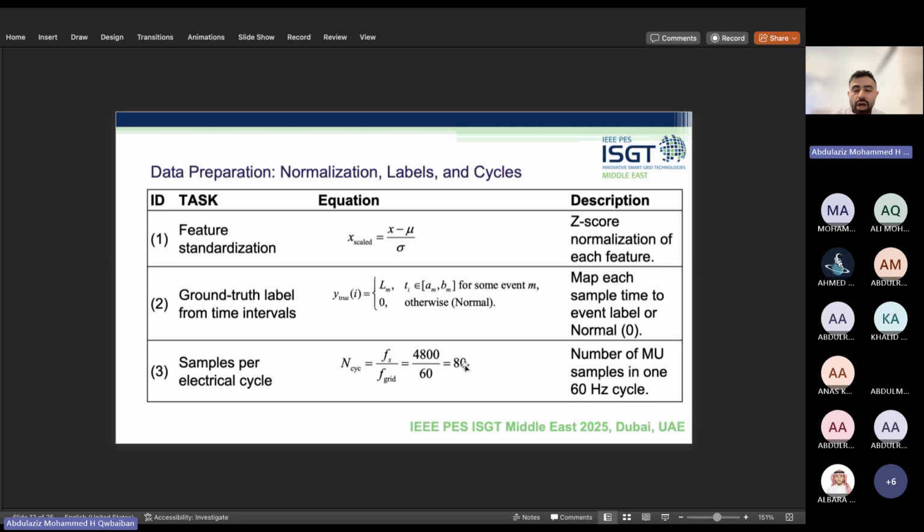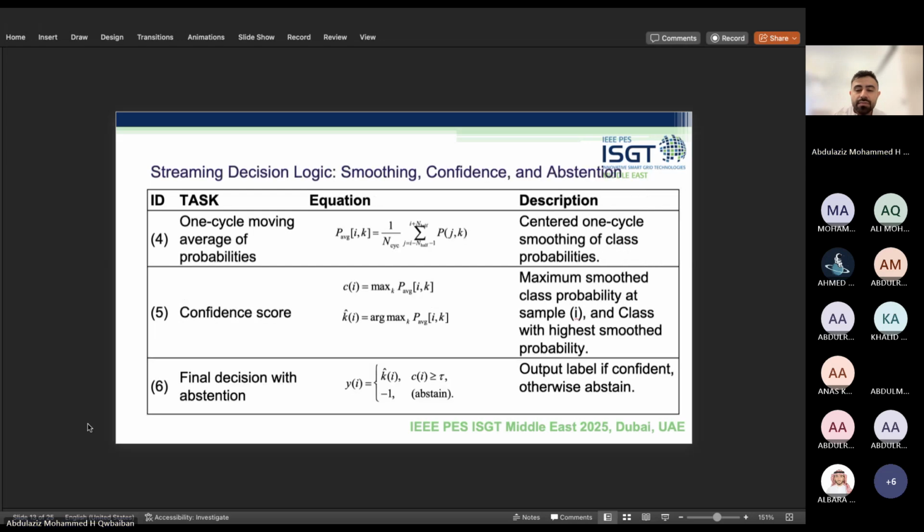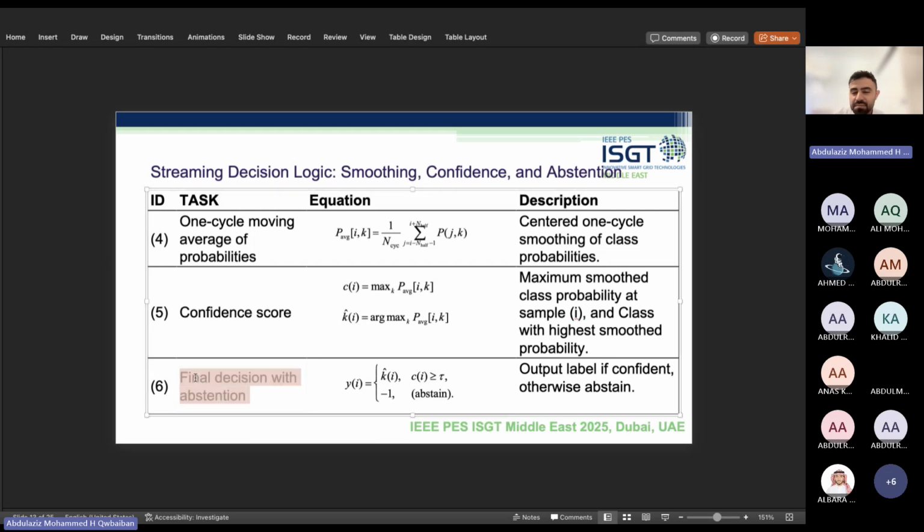Here I told you how we got number 80. It's 4800 samples per second at 60 hertz, so it gives you 80 samples in one cycle. Here are probabilities, confidence score, or final decision with abstention, meaning the right to abstain. Output label if confident, otherwise abstain. If it is not confident, it abstains and does nothing.